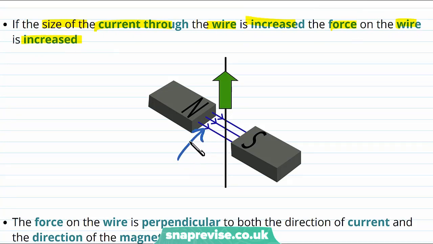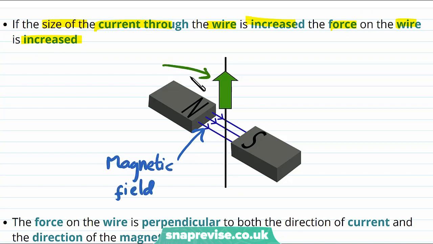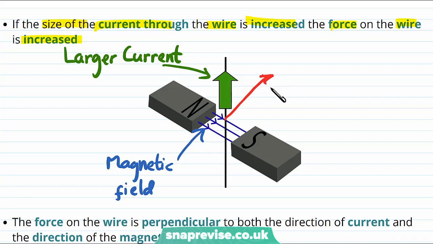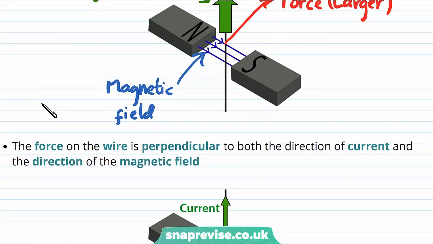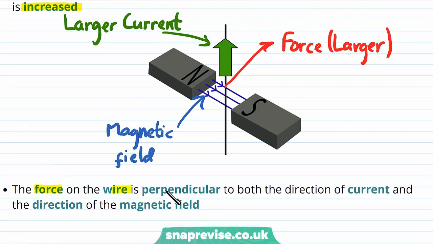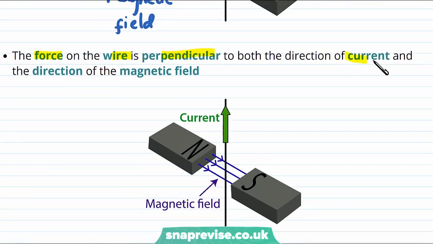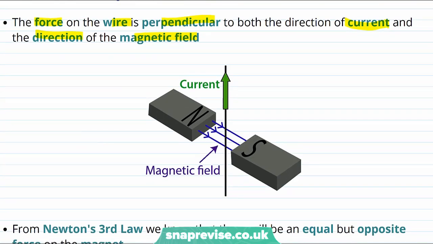So this time we're back to the normal magnetic field. But this time we're putting a larger current through the wire. Then as a result of this larger current, there will again be a larger force on the wire. Now we mentioned already that the force on this wire is actually perpendicular to both the direction of the current and the direction of the magnetic field. So let's again draw in those perpendicular angles just to remind ourselves. Perpendicular to the current and perpendicular to the magnetic field.